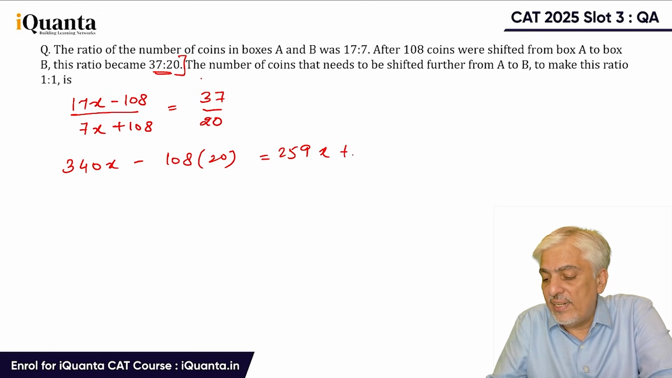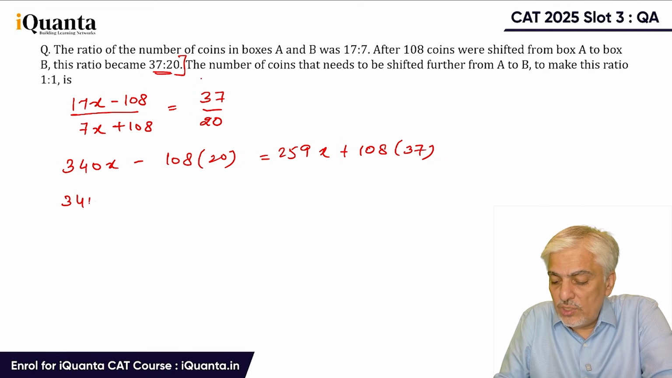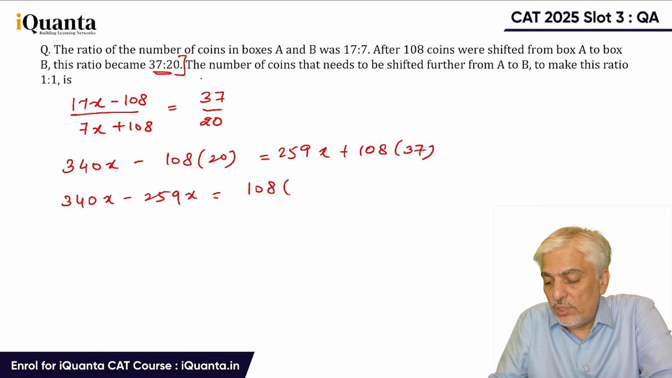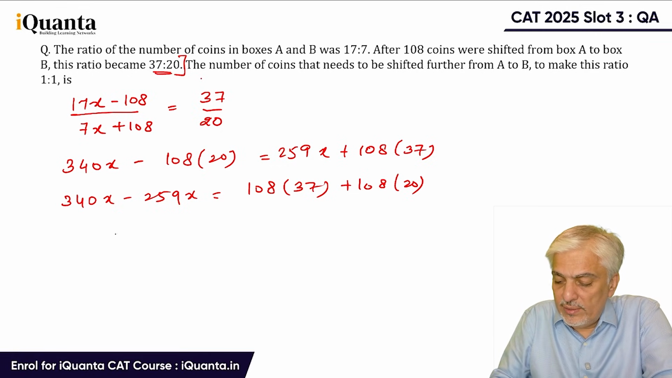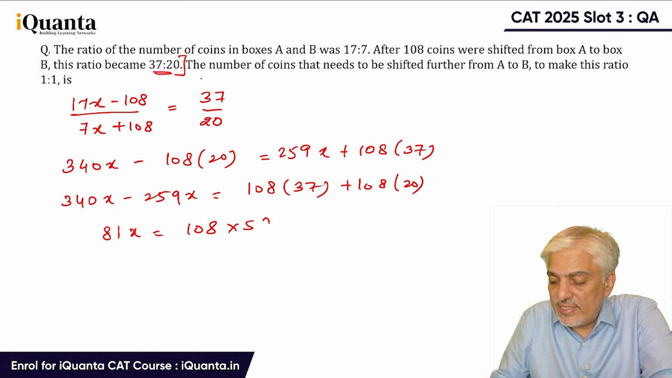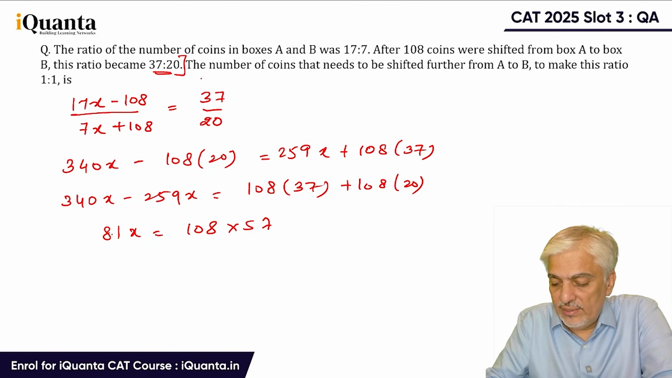259x plus 108 into 37. The reason I'm not multiplying, you can see now. 340 minus 259 is equal to 108 into 37 plus 108 into 20. How much will this be? 10 minus 9 is 1. 13 minus 5 is 8. So 81x is 108 into 57, right? 37 plus 20. Start cutting.